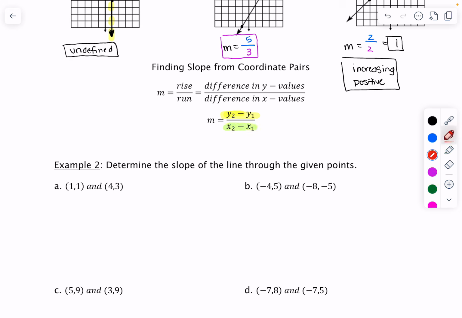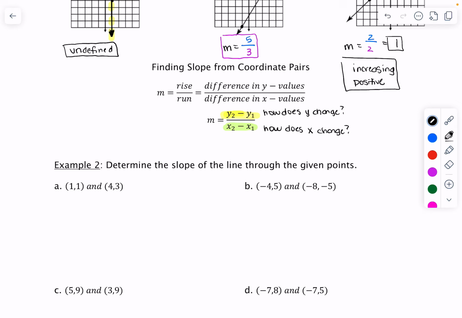Okay, so we can make a little note here that this is saying, well, how does y change? for the top. And on the bottom, how does x change? Okay. So let's take a look at how we're going to use this formula.